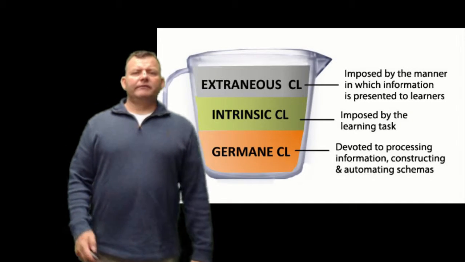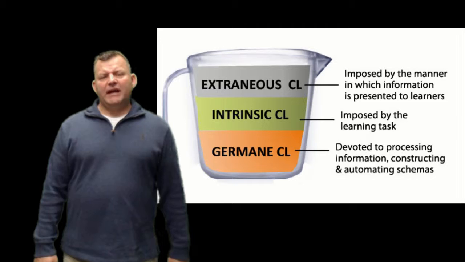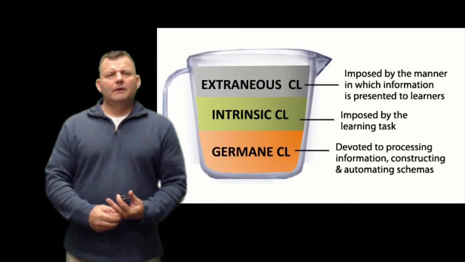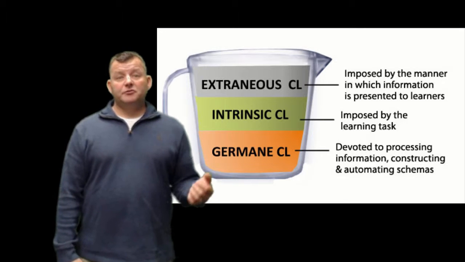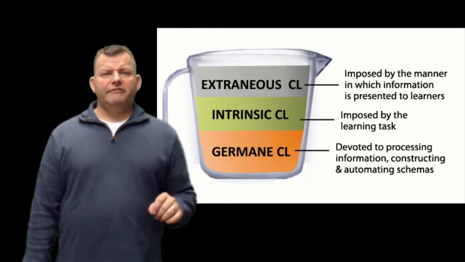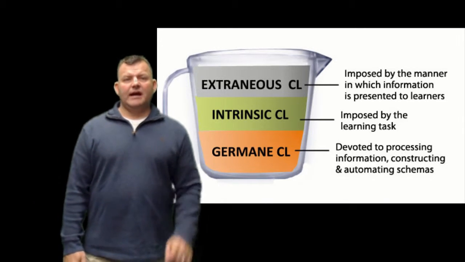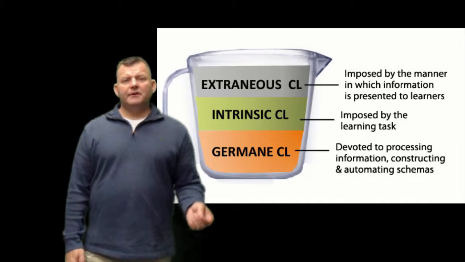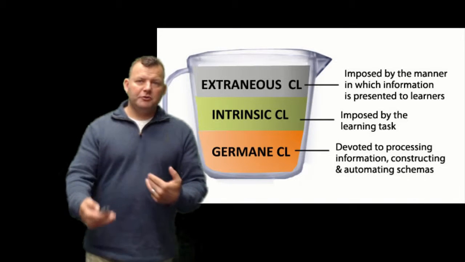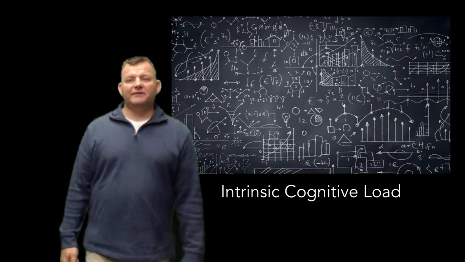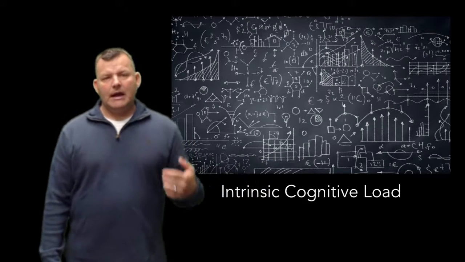When we're looking at cognitive load theory, there's 3 different types of load that we're going to talk about. There's extraneous, there's intrinsic, and there's germane. And we're going to start off looking at the intrinsic cognitive load, which is the load that is imposed by the learning task. In other words, how you perceive or how difficult you think a task is going to be, how complex.